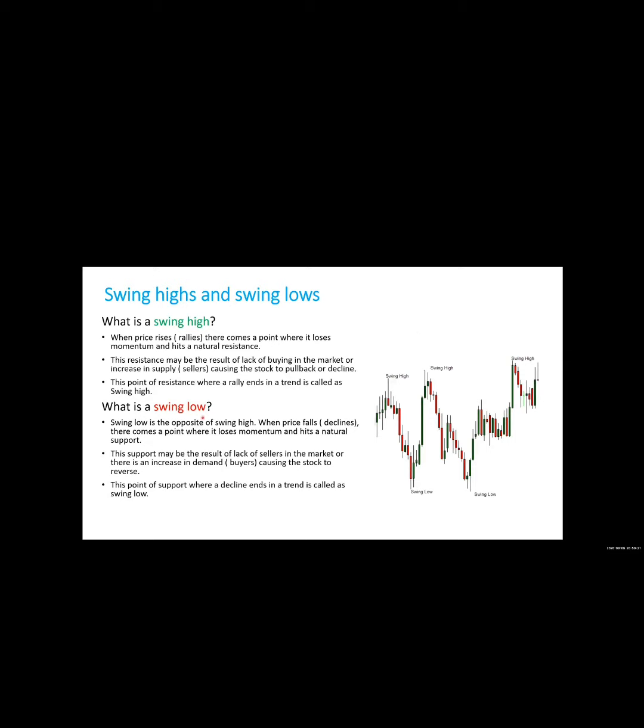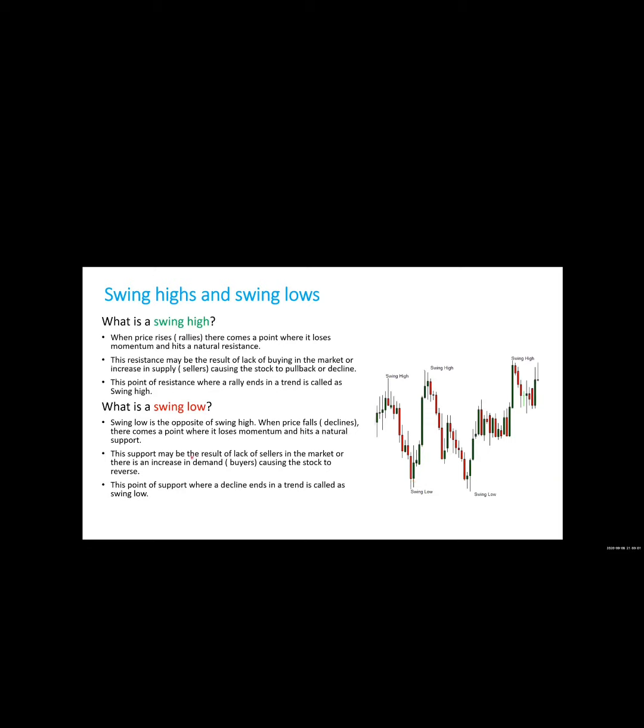Now, what is a swing low? A swing low is the opposite of a swing high. So when price falls, that is declines, there comes a point where it loses momentum and hits a natural support. So in this case, after price hits this high point, we get a small pullback here, we get a sell-off here. The sellers are in control, they try to push the stock price down. But at some point, the selling will slow down, meaning everyone that wanted to sell and take profit has already done so, and price will approach a point where the buyers become interested again. So that's this point here.